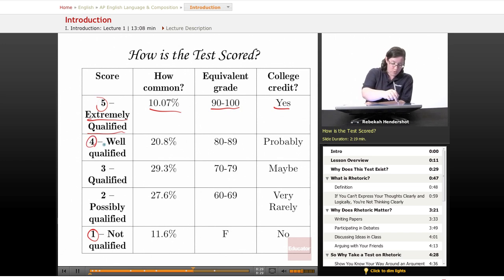Then you come to the 4, which is well qualified. Okay, you're doing pretty good. You're pretty solid. You're not stellar, but you're there. About a fifth of the students who take the test get this score. It's equivalent to a B, an 80 to 89%, and you will probably get college credit for it.